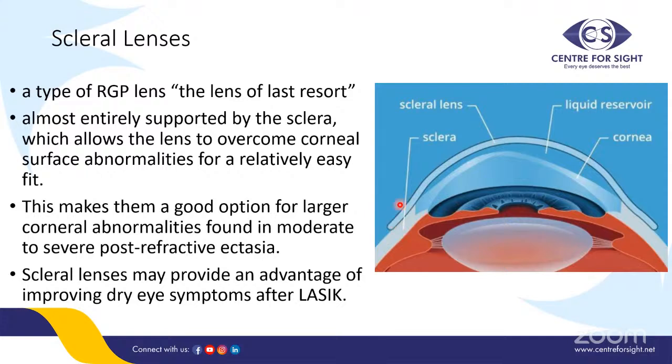As we see, the scleral lens rests upon the sclera and it vaults over the entire cornea. And if we see the corneal irregularity here, there is a liquid reservoir formed by the tear film inside that offers a smooth interface. This makes them a very good option for large corneal abnormalities and moderate to severe post-refractive ectasias. They may also provide an advantage of improving dry eye symptoms post-refractive surgeries.